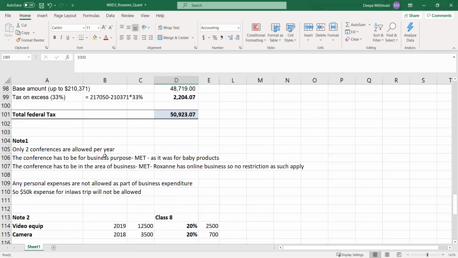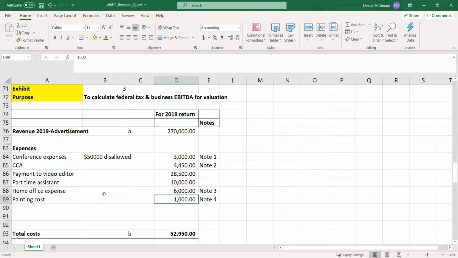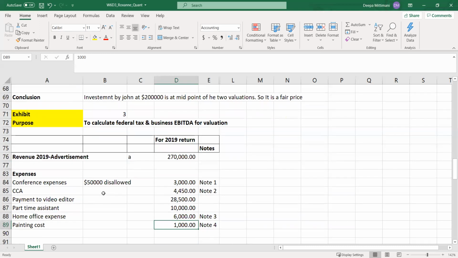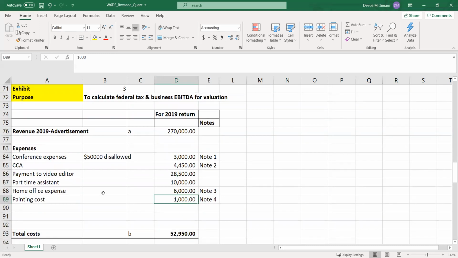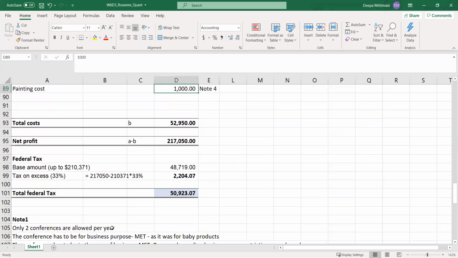Now, after that, I'm calculating the tax amount. Now, don't refer to this as a perfect solution as such, because this was done in the time permitted. There are some other deductions that you can claim after that, but they are not covered here. So don't refer to this as a solution as such.